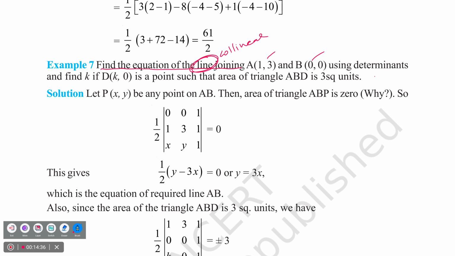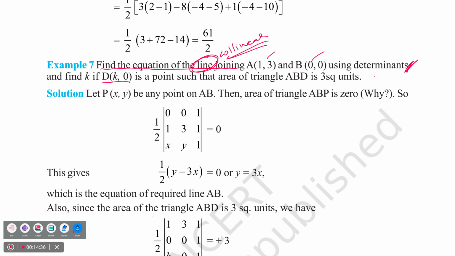C is not given, but D is given here. First, using determinant, we will find a line. Listen, only two points are given. The third point is not given. Why do we need a third point?